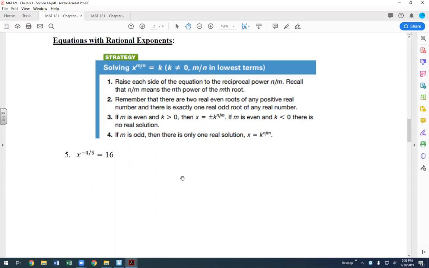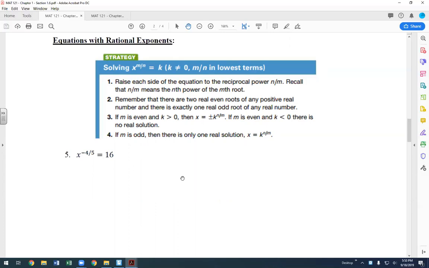Now if it's an odd root, like a cube root, fifth root, seventh root, you only get one answer, because the way these odd roots work is if you have like -8, then its cube root is going to be -2. If it's +8, then its cube root is going to be +2. So if the original number is negative, your root's going to be negative. If the original number is positive, your root's going to be positive. So that's why you only get one out of those.